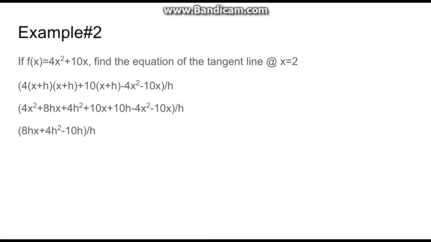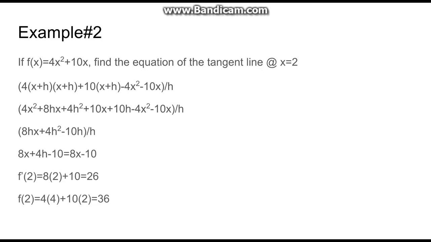Then we cancel out the x squared and the x's, and we get 8hx plus 4h squared plus 10h divided by h. Then we cancel out the h's and we get 8x plus 4h plus 10. Then we plug in 0 for h and we get 8x plus 10.